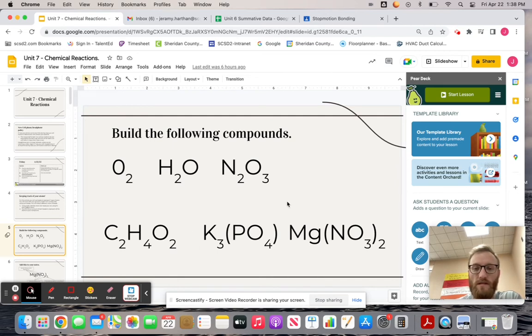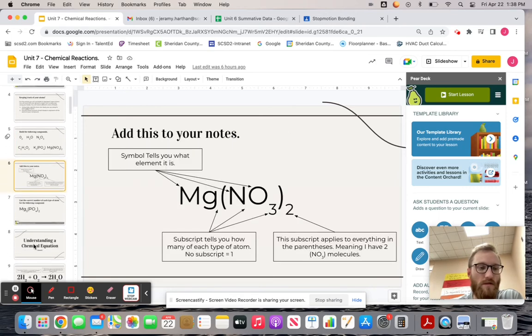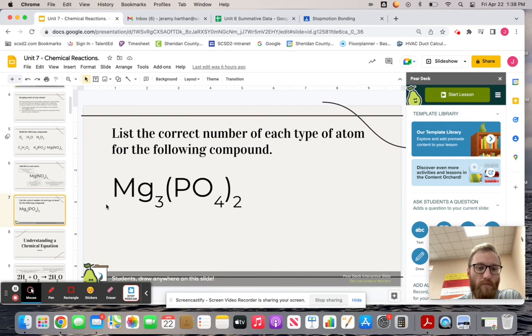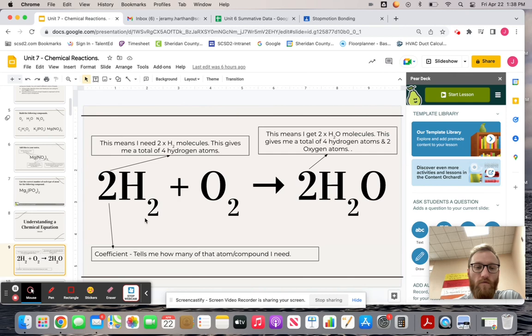When you get these done, bring it up to the front, show me your answers, and if you're all good, then we can move on, okay? Then after that, you're just going to go through the slides like normal. If it's a pair deck slide and it asks you to draw something, go ahead and draw something. And then we do have our Edpuzzle video that we're going to do. Okay, and then finally we'll finish up on this slide. So, okay, get to work.